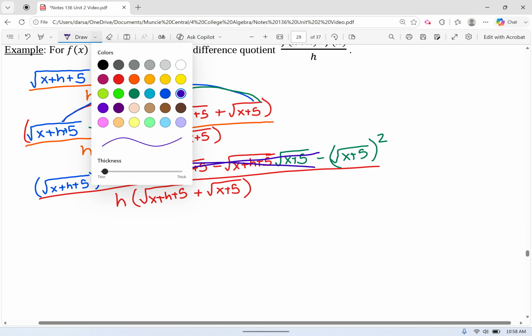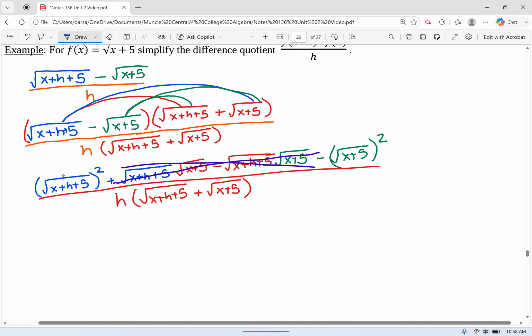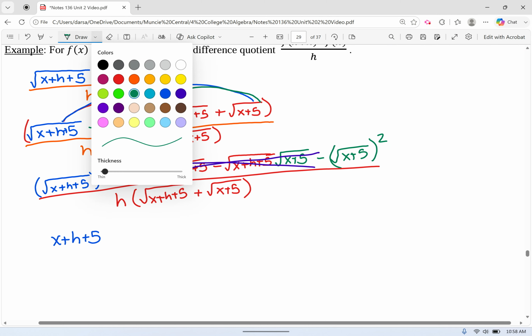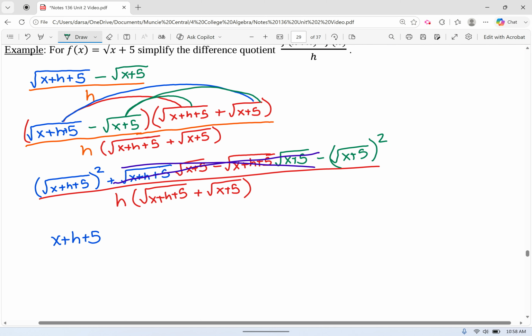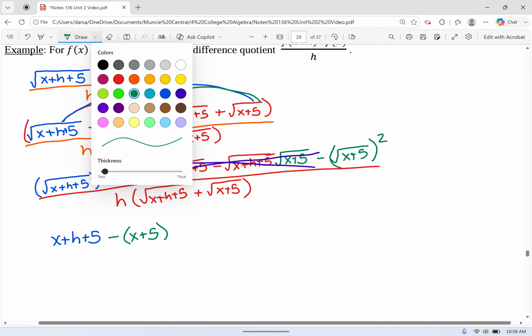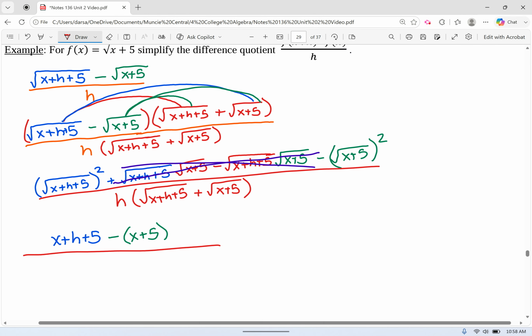So all we're left with now is, what does a square root and a square do? Well, they are designed to be opposites. They cancel. So we have x plus h plus 5 left here. And then if we look over at this green bit, we have a minus and a square root squared. So minus that x plus 5. And be careful, we need to minus the whole thing, so we're going to put it in parentheses. And then we're over this big ugly mess, which isn't going to go away. It's just going to kind of stay a big ugly mess. The square root of x plus h plus 5 plus the square root of x plus 5.